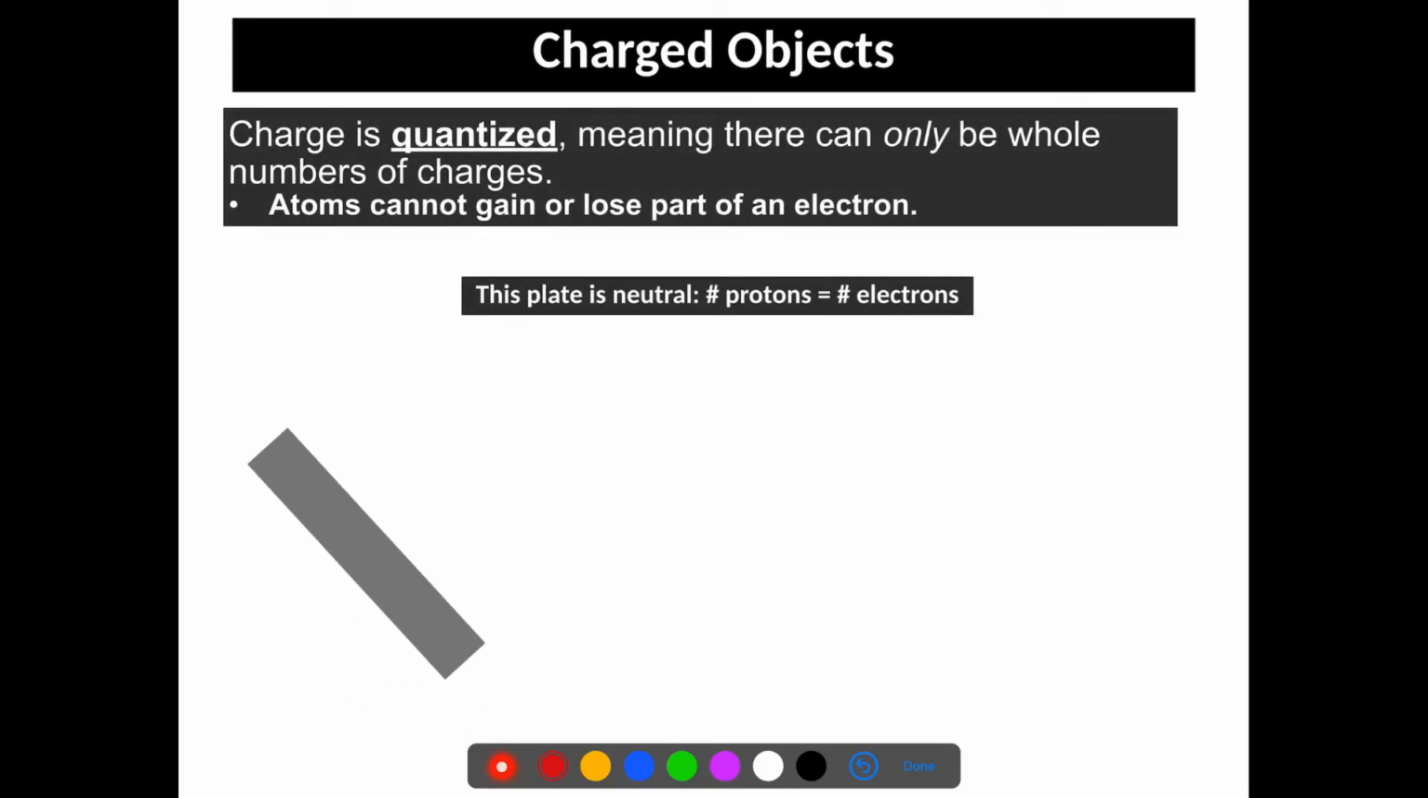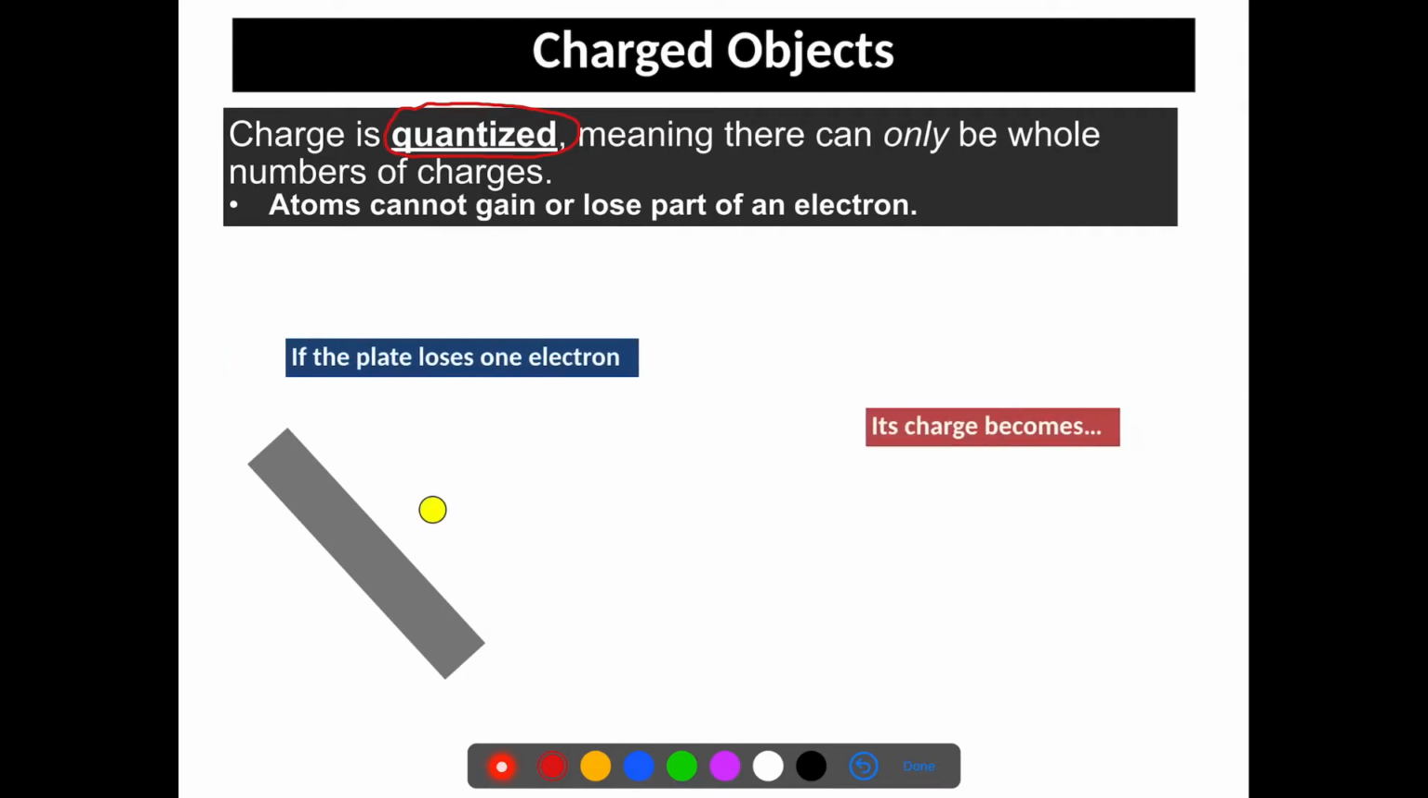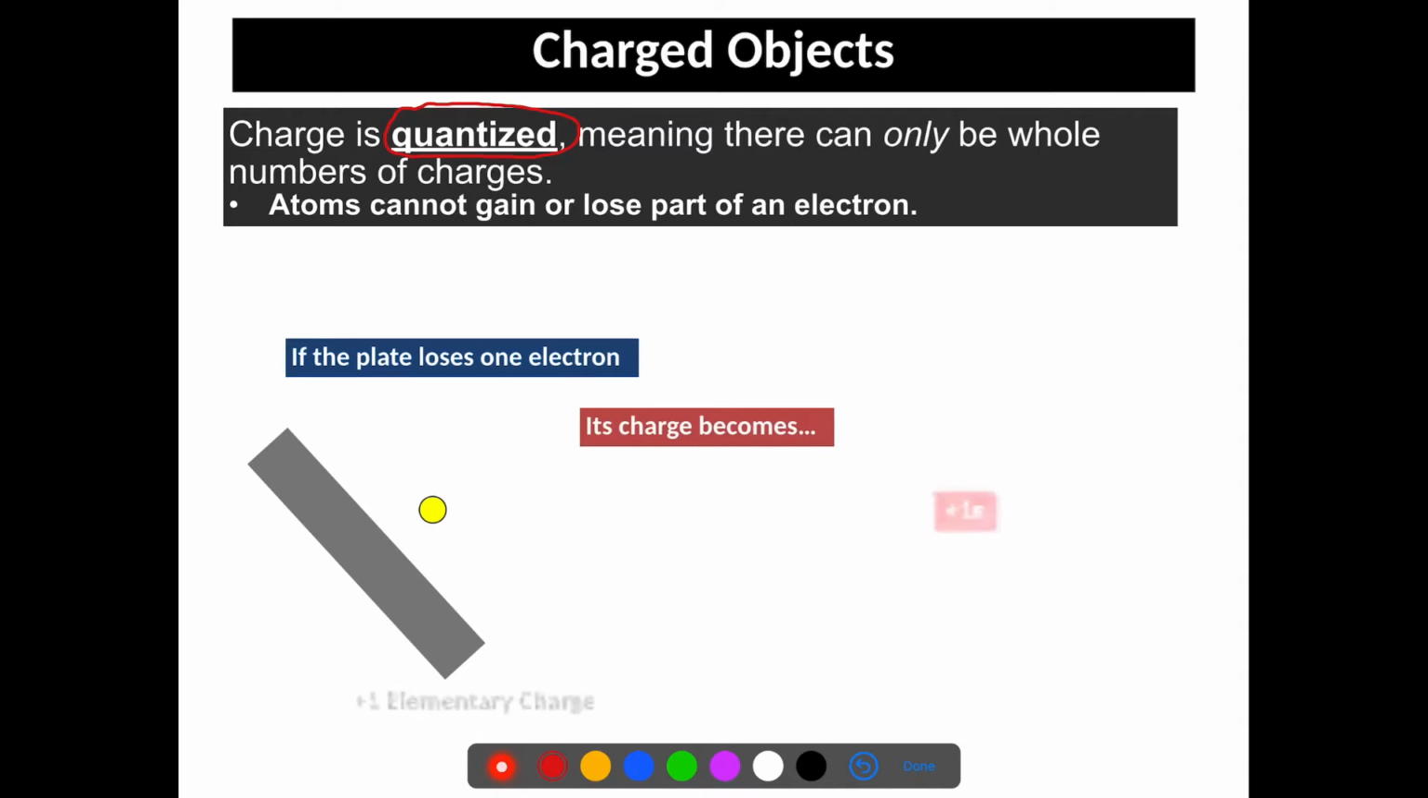So again, when charge is quantized, that means you can count it in whole numbers. Atoms cannot lose part or gain part of an electron. So in here, I had a neutral plate and it loses 1 electron. What does its charge become? Positive 1. Because you hear the word electron, you have to think, what is the total number of protons versus electrons?